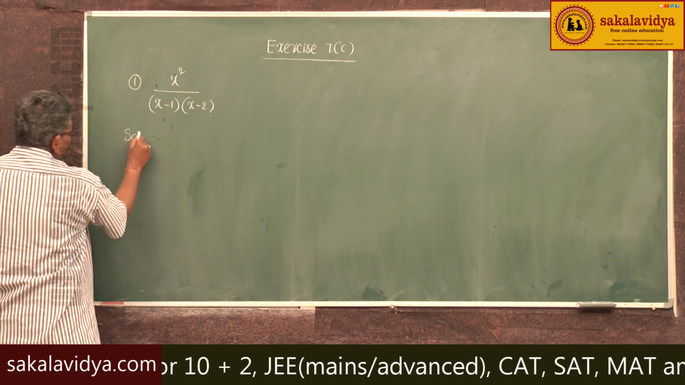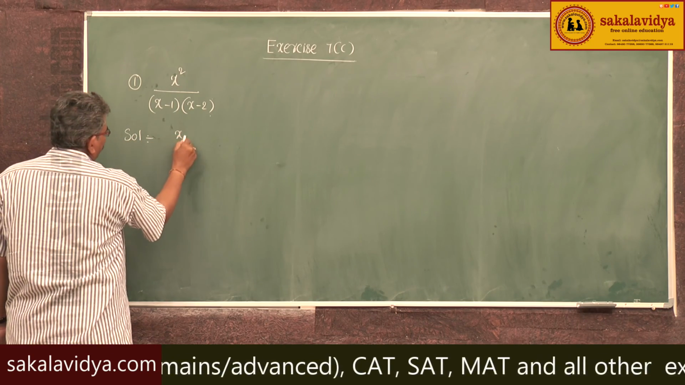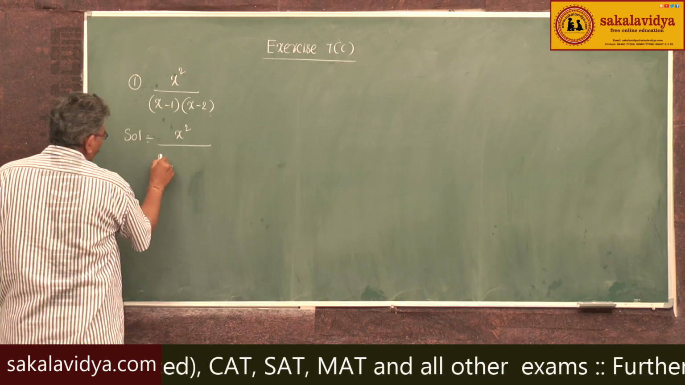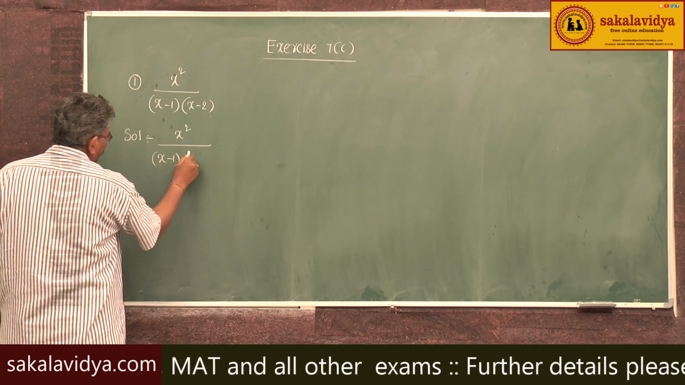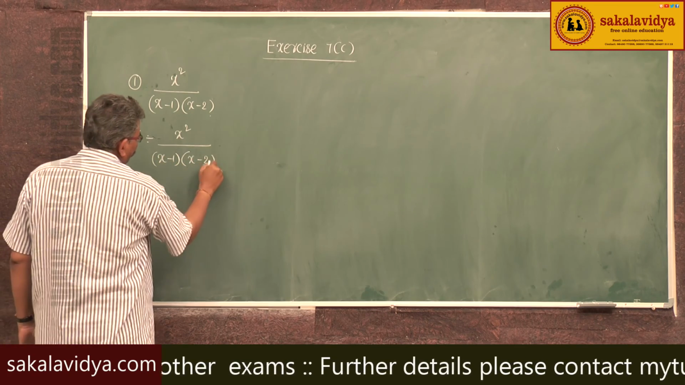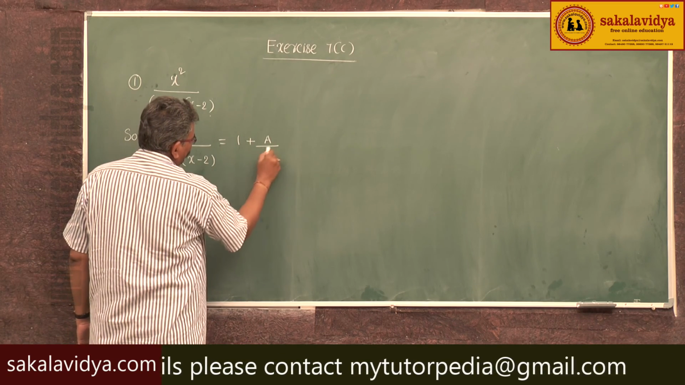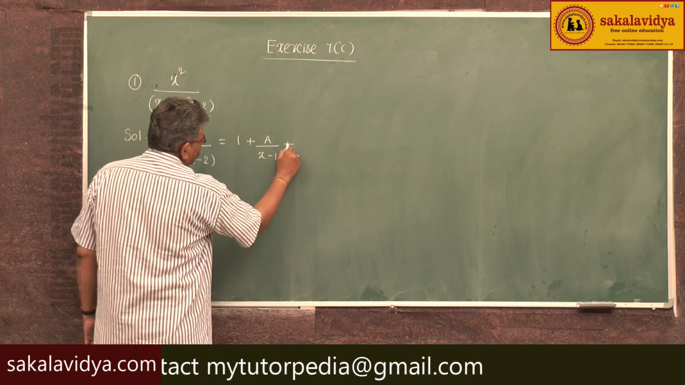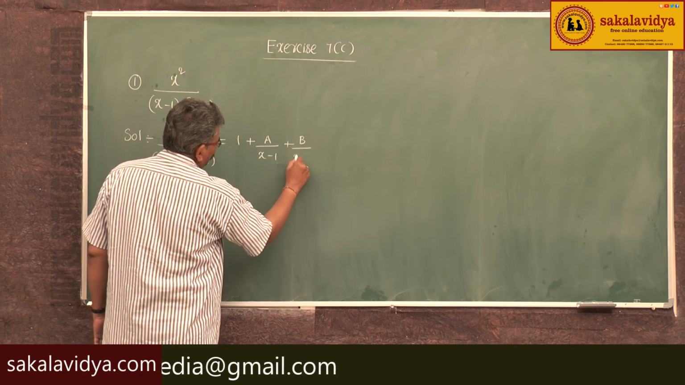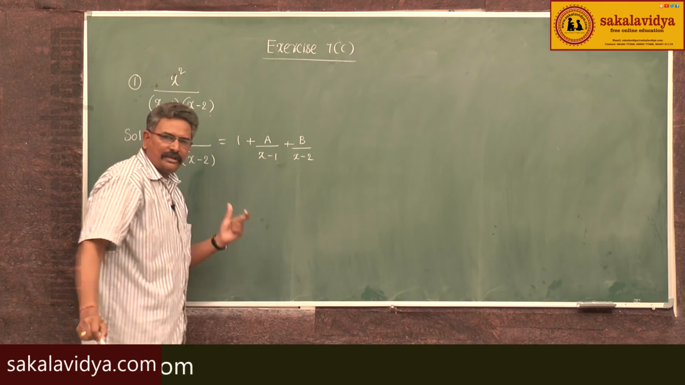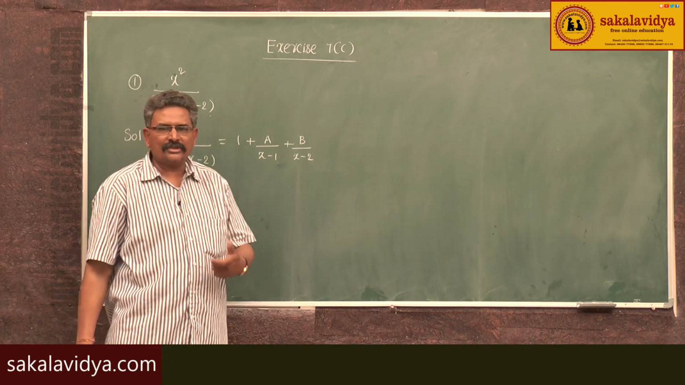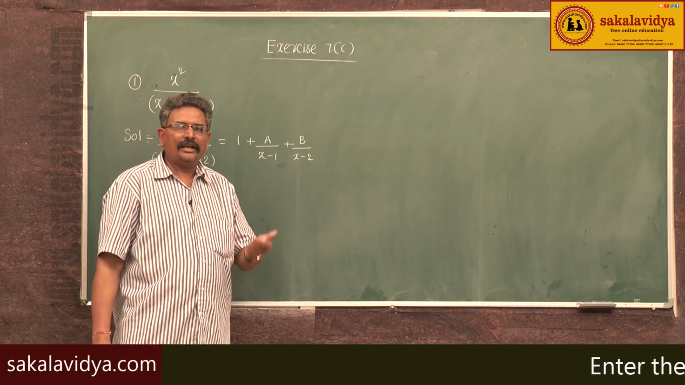This can be written as x square upon x minus 1 times x minus 2 equals 1 plus a by x minus 1 plus b by x minus 2, where a, b are the constants. Those constants are to be evaluated now.